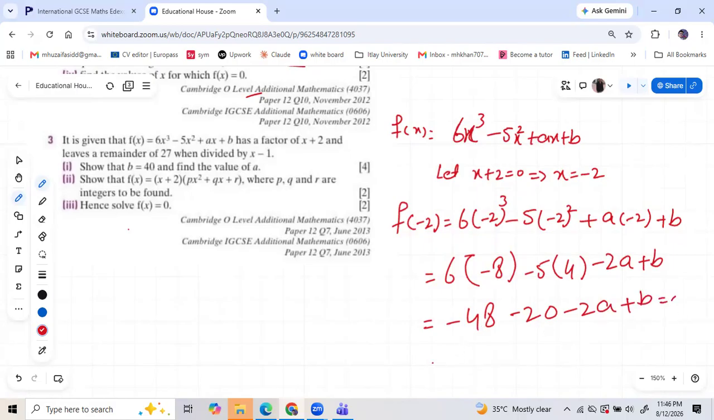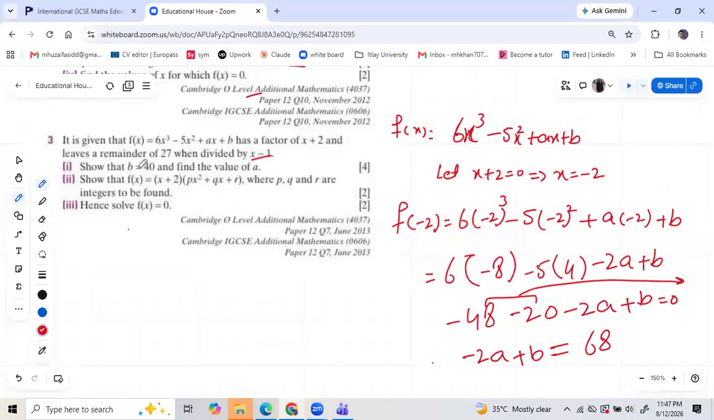So this is equal to what? Equal to 0, so we are setting it equal to 0. Minus 48 and minus 20 is minus 68. Moving it to the other side, it becomes positive. So minus 2a plus b is equal to 68.